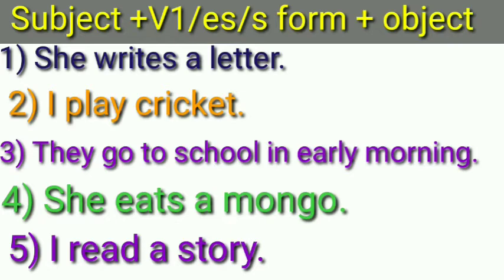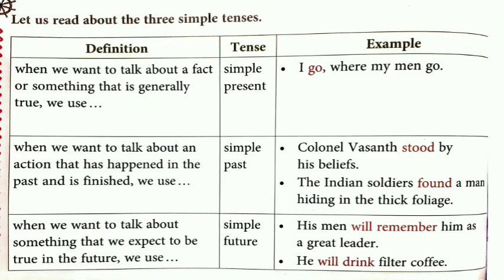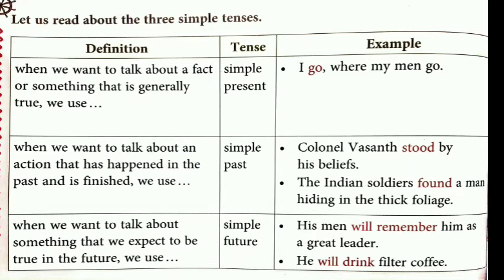Move to the next tense, that is simple past tense. Here students, try to understand the definition of simple past tense. When we want to talk about an action that has happened in the past and is finished. Here students, in simple words, the action which happened in the past, that action we denote in the simple past tense. So here we will see the structure of simple past tense, and after that we will try to understand the simple past tense sentences.